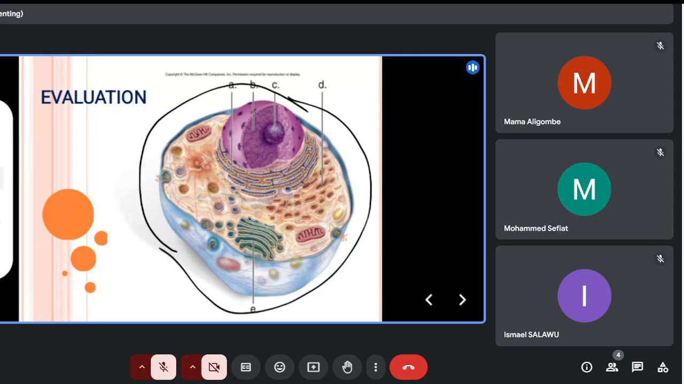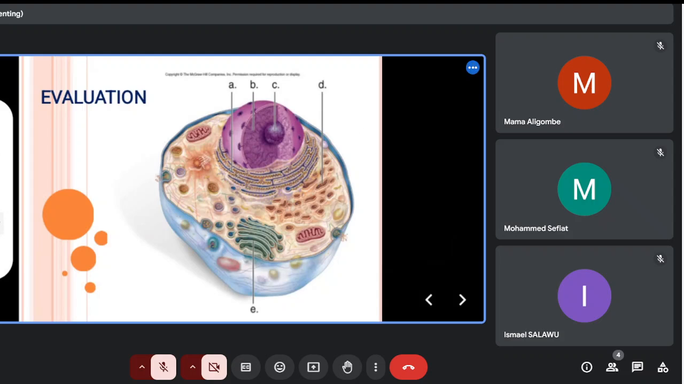Look at the part labeled B. What part do you think is that part labeled B? What part do you think that is? The nucleus.